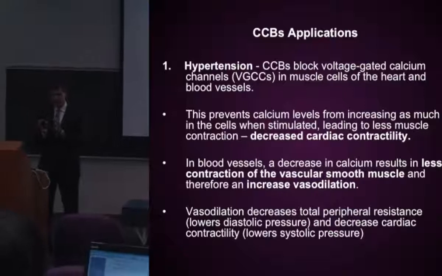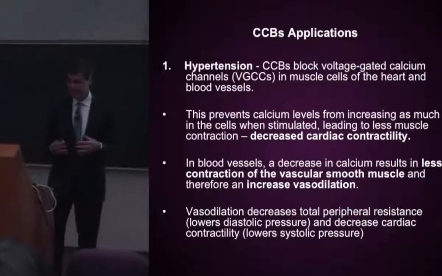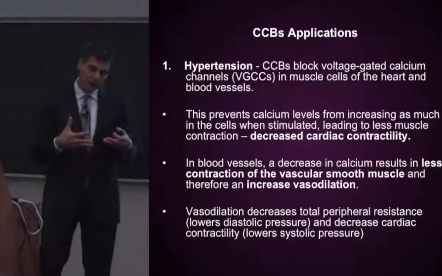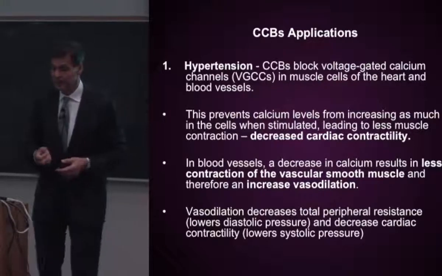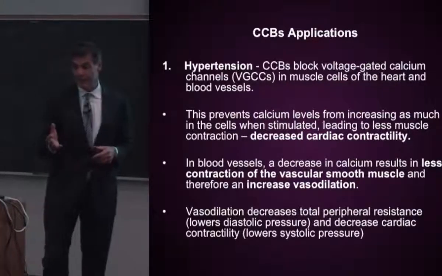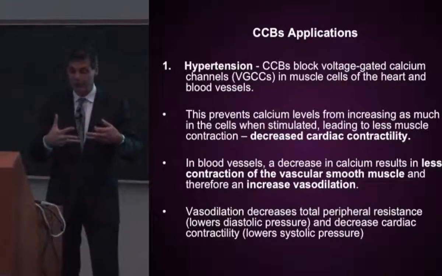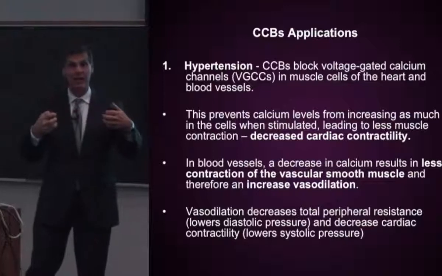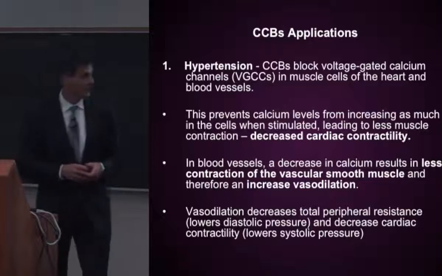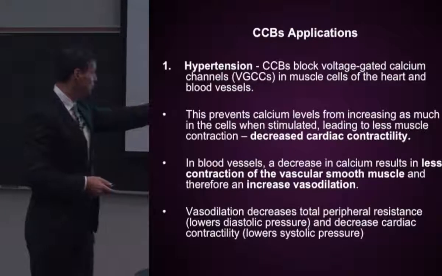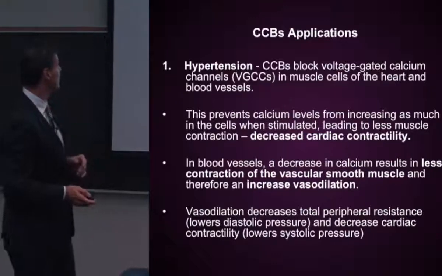So this is going to prevent calcium levels from increasing as much in the cells when stimulated, leading to less muscle contraction. So the myocardial muscle is going to contract with less force. That's going to bring down the systolic pressure. In blood vessels, a decrease in calcium results in less contraction of the vascular smooth muscle, which will allow more vasodilation. That brings down the diastolic pressure. So vasodilation decreases total peripheral resistance and reduces cardiac contractility, and so you basically get a blood pressure lowering effect.